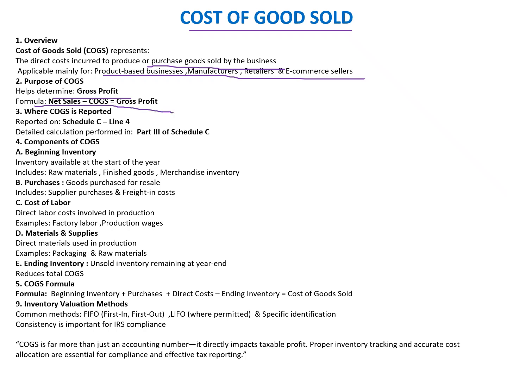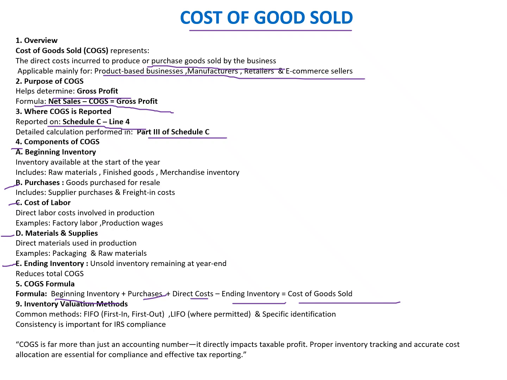When COGS is reported on Schedule C line 4, the detailed calculation is performed in Part 3 of the Schedule C. The components of COGS are beginning inventory, purchases, cost of labor, materials and supplies, and ending inventory. The formula is beginning inventory plus purchases plus direct costs minus ending inventory, which gives us the cost of goods sold.